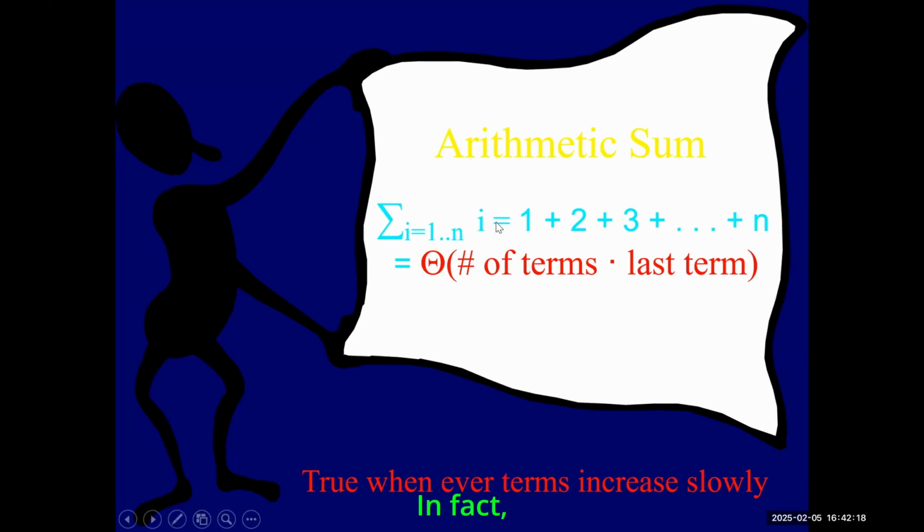In fact, this could be the sum of f of i for any polynomial. Any polynomial. You take the big O of the last term multiplied by the number of terms and you're done. All right? Easy. Everybody get that?